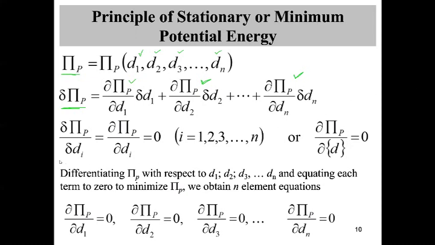The last equation can be rewritten as delta Πp over delta di equals the partial derivative of Πp with respect to di, where i is a positive integer from 1 to n. To maintain stationary or minimum potential energy, these two terms should equal 0. Differentiating Πp with respect to d1, d2, d3, up to dn, and equating each term to 0 to minimize Πp, we obtain n equations.